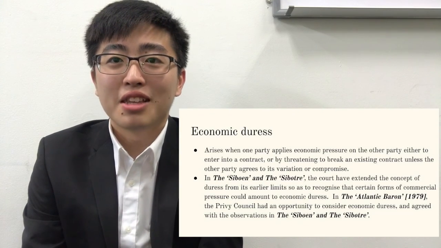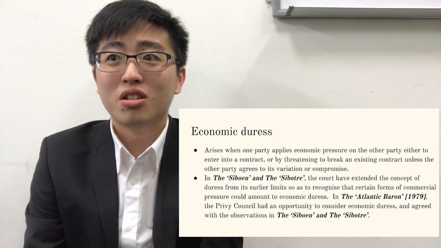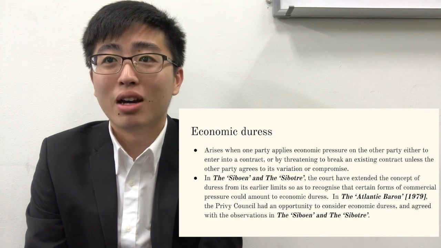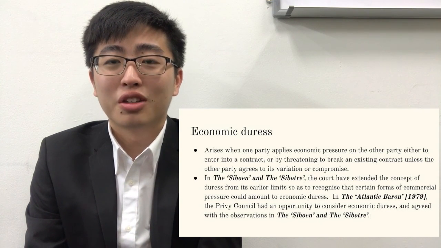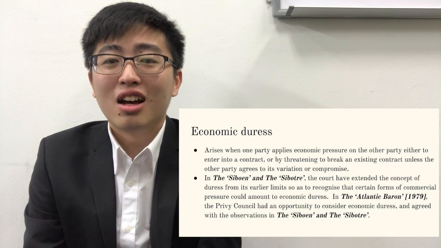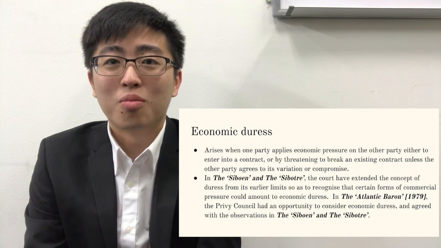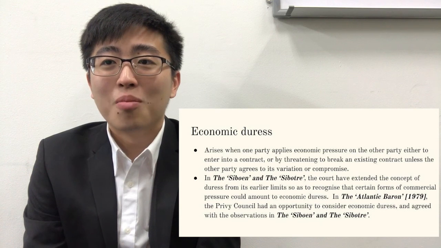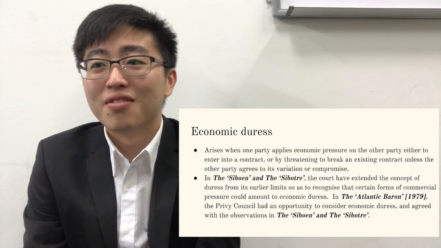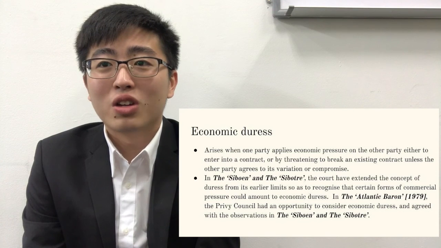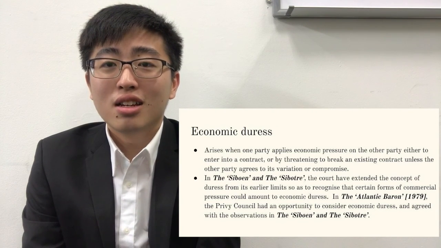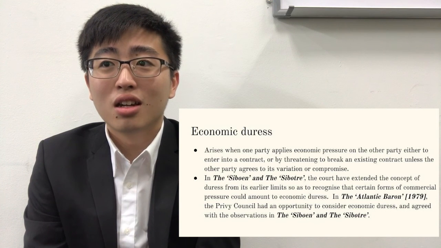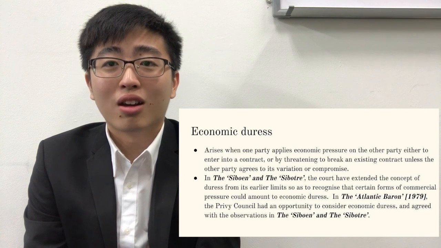The third type of duress is economic duress. Economic duress arises usually when one party applies economic pressure on the other party, either to enter into the contract or by threatening to break an existing contract, unless the other party agrees to its variation or compromise. Actual or threatened breach of contract is a civil wrong, but until recently, common law did not recognize such a threat as sufficient to make a variation of a contract thereby induced voidable. In the case of The Siboen and The Sibotre, the court extended the concept of duress from its earlier limits so as to recognize that certain forms of commercial pressure could amount to duress.